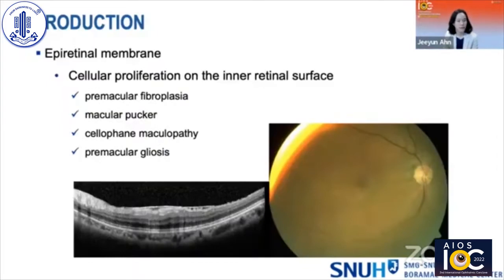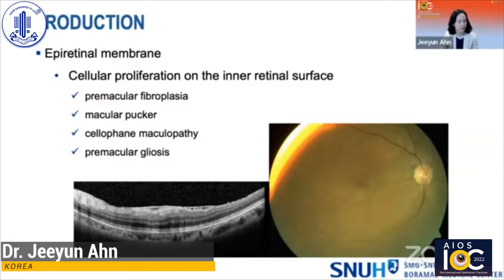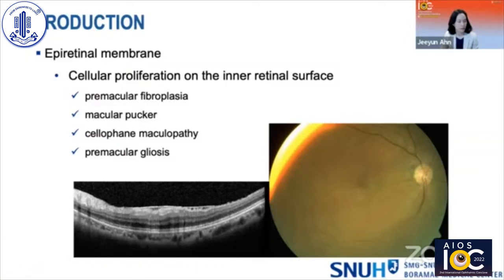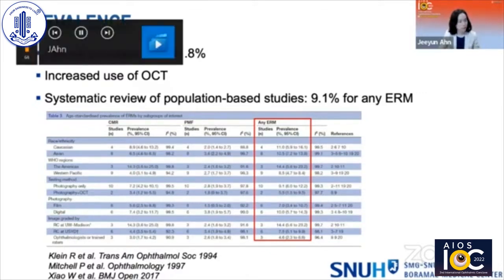Epiretinal membrane is a common macular disorder and essentially cellular proliferation on the inner retinal surface. It has been called various names in the past, such as premacular fibroplasia, macular pucker, cellophane maculopathy, and premacular gliosis. The overall prevalence has been reported to be between 7 to 11.8% in large-sized population studies such as the Beaver Dam Eye Study and Blue Mountains Eye Study.